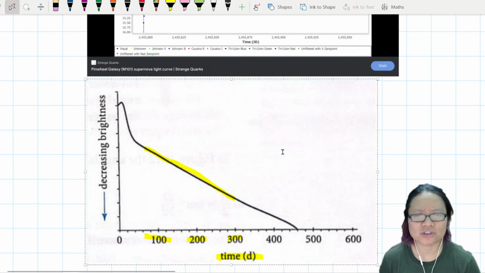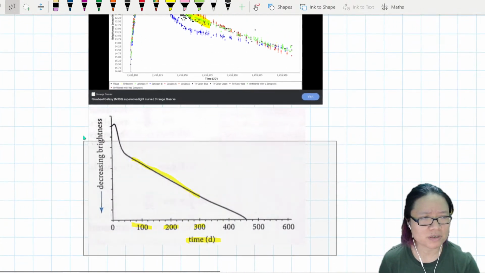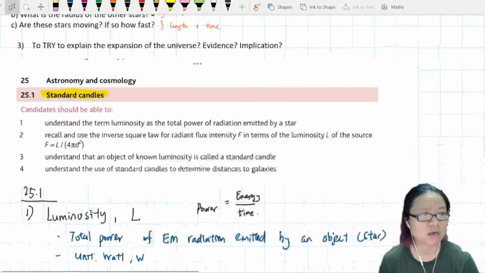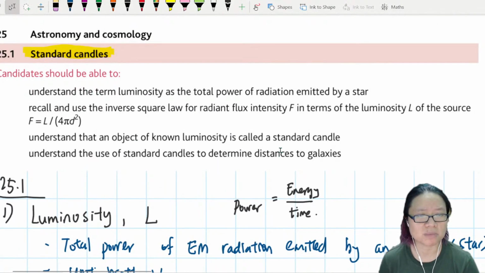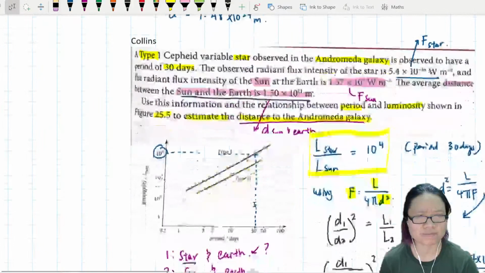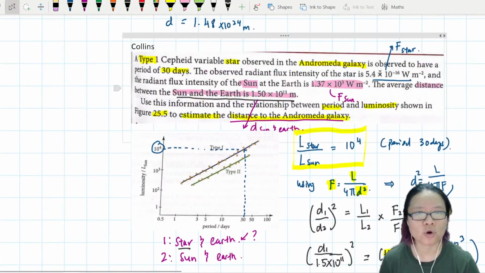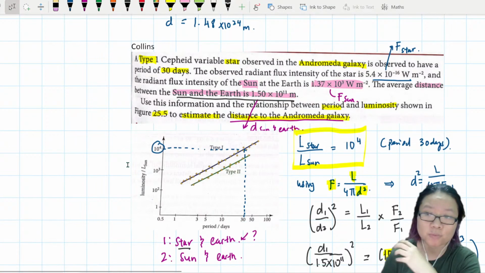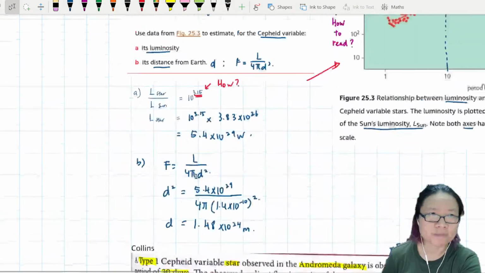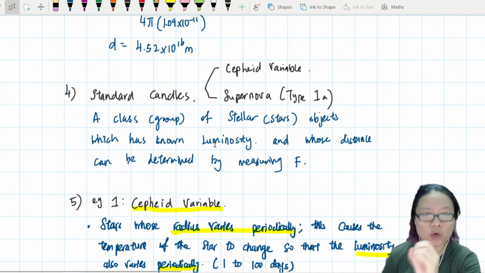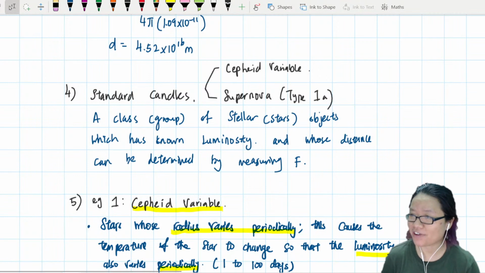All right, so I'm not going to do calculations involving this because I think we are quite far away from the syllabus. And if we go back to this, what they want from us is still to understand the use of standard candles to determine distances to galaxies, which is what we have done just now with this graph. So the whole idea is there's a certain period, and from the period, I can tell what the luminosity is from previous data, from graphs and light curves. That's why we call standard candles a group of stars that we already know the luminosity of, and we can find the distance by measuring it. All right, that is 25.1.